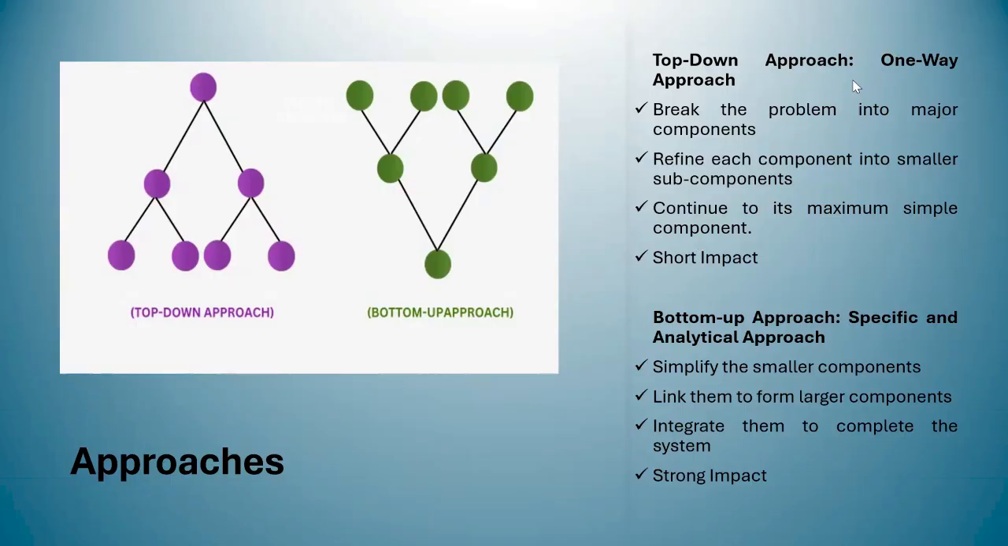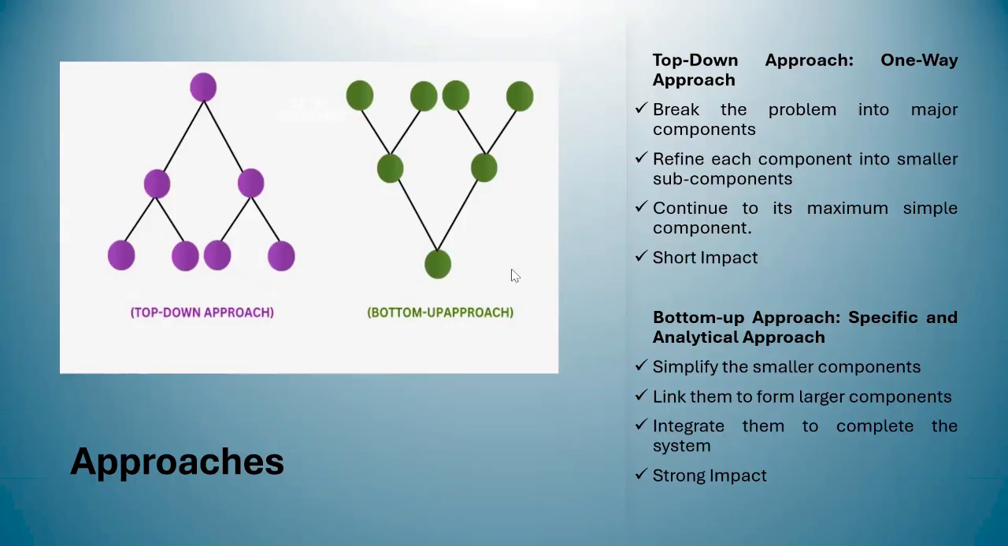Now, top-down approach and one-way approach. Another one is bottom-up approach, specific and analytical approach, you see. What is top-down approach? It's a one-way approach. It is called one-way approach. Break the problem into major components. Look at this picture, top-down. Break the problem into major components. Then refine each component into smaller subcomponents and continue to its maximum simple component, but it has got a short impact. It has got a short impact because it's one-way approach.